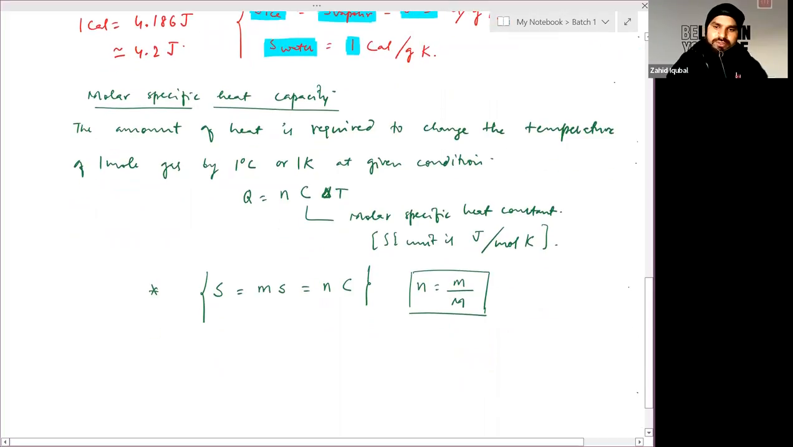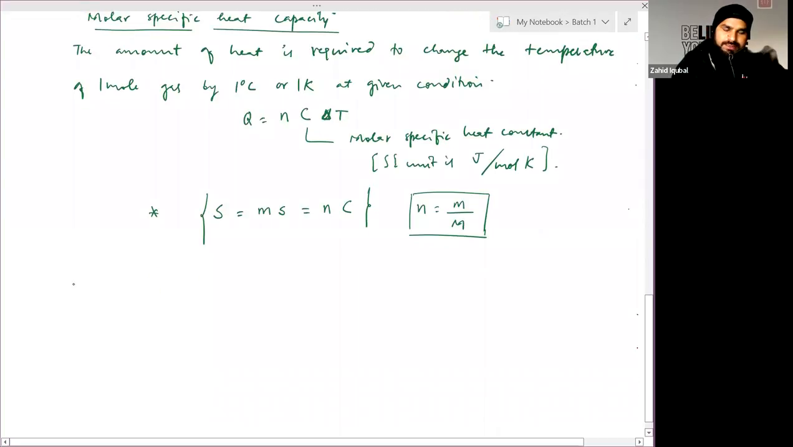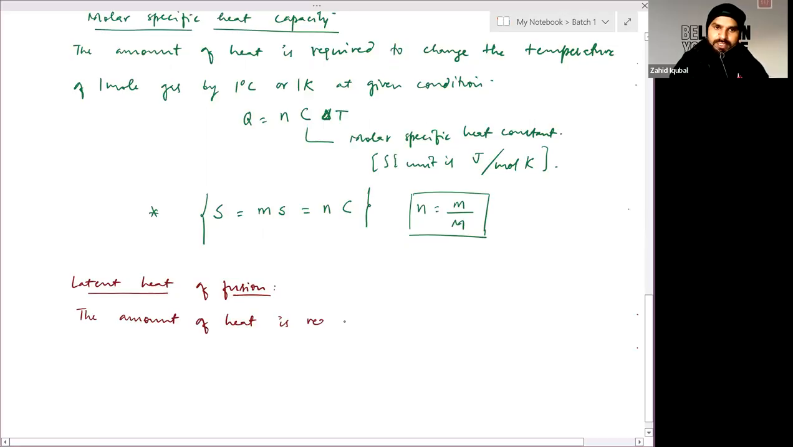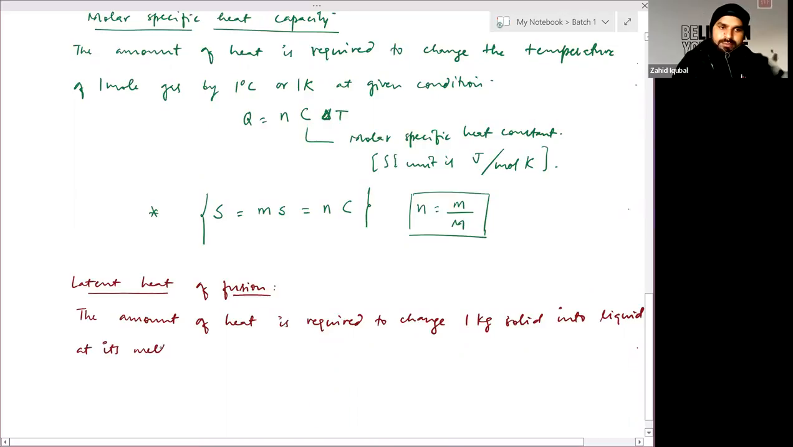So these 3 different heats will be responsible for changing the temperature of that particular substance. Next is latent heat of fusion. Fusion means the conversion from ice to water. So it will be the amount of heat required to change 1 kg of solid into liquid at its melting point and normal atmospheric pressure.